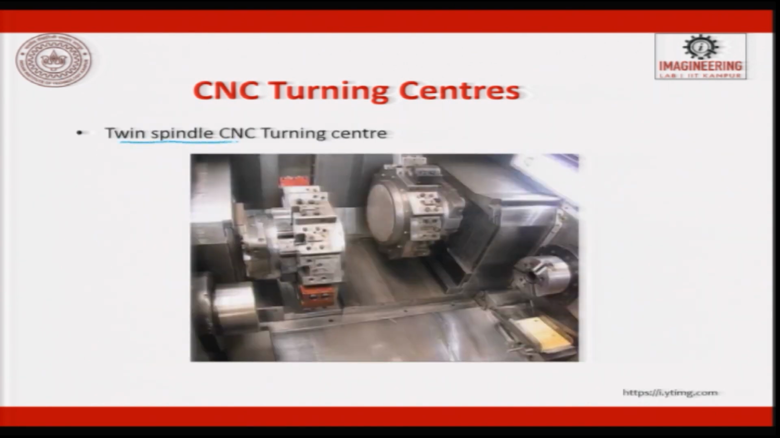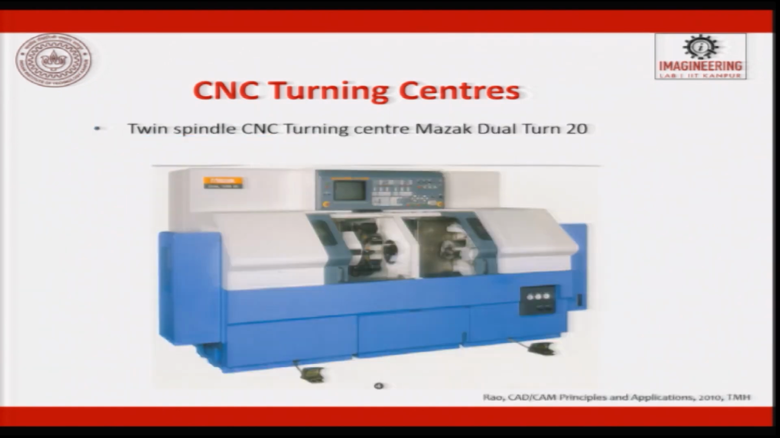So, this is how a twin turret looks like. This is one turret, two turret, and here is a lathe machine. This is a spindle in which you load the workpiece. So, this is how a twin spindle CNC turning center looks like. A twin spindle CNC, two spindles are there.